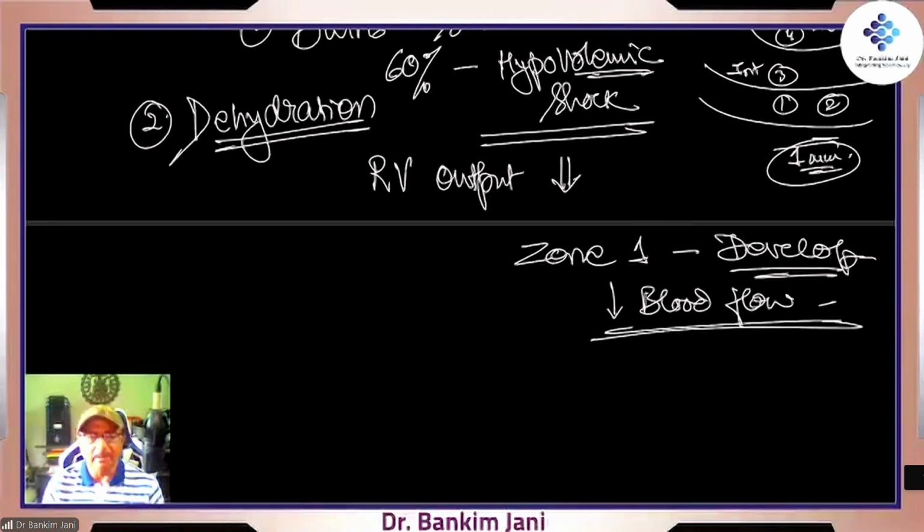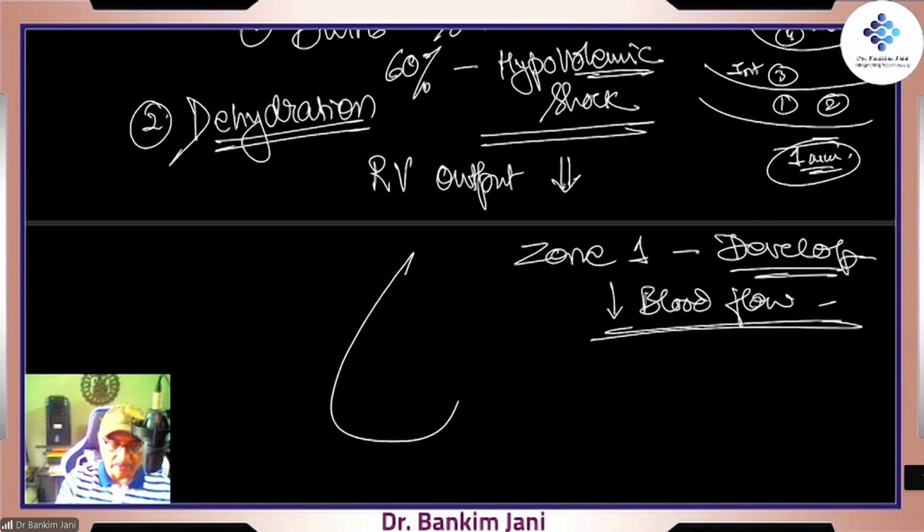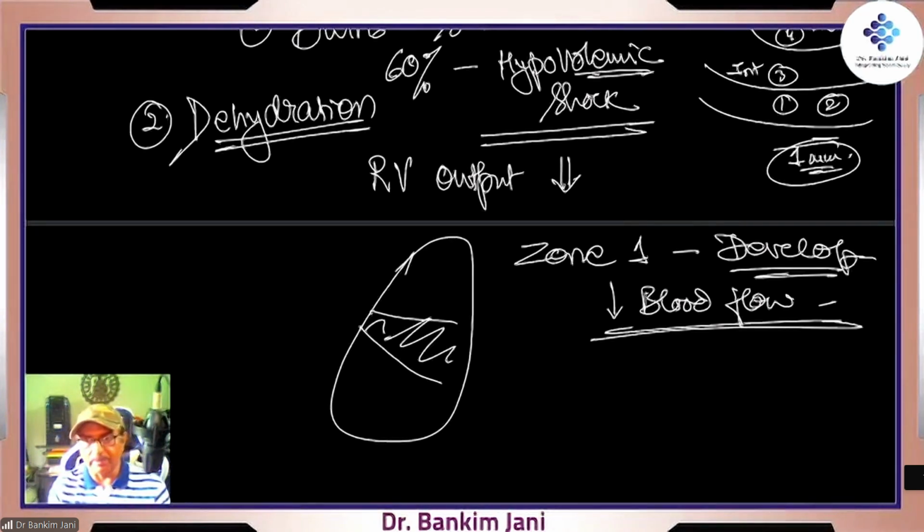Classically, it happened in the case of COVID. During COVID, let's say I talk about myself, the lungs collapsed. When they collapse, no blood would go, so this will straight away go into zone 1. Another thing, because the alveoli have collapsed, alveoli have collapsed.